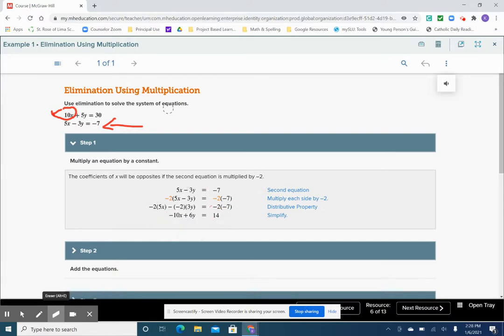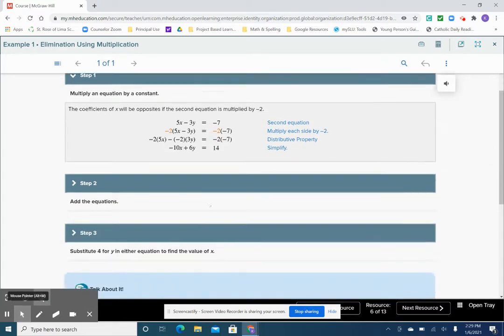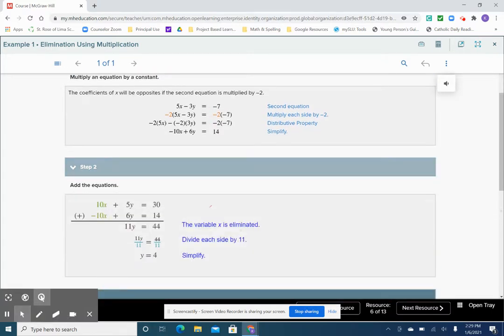And then we're going to go ahead and take a look at step 2 to see how the rest of the elimination works. They took the original equation, 10x plus 5y equals 30, and the new equation, negative 10x plus 6y equals 14. They've eliminated the x's like we did in our other examples before Christmas. So you're left with the y's: 11y equals 44, positive 5, positive 6 is 11, positive 30, positive 14 is 44. And then you want to isolate the y, so divide by 11. You know that y equals 4.